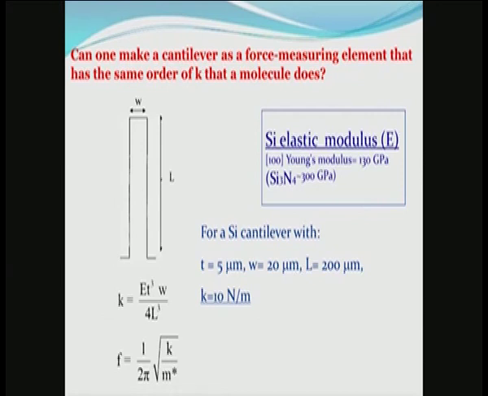So, it turns out that by making a cantilever that is sufficiently small with a material like silicon, we can have spring constants that are capable of measuring atomic forces. It turns out that these kinds of cantilevers can even be softer, so to speak, with a smaller value of k than an atomic spring.